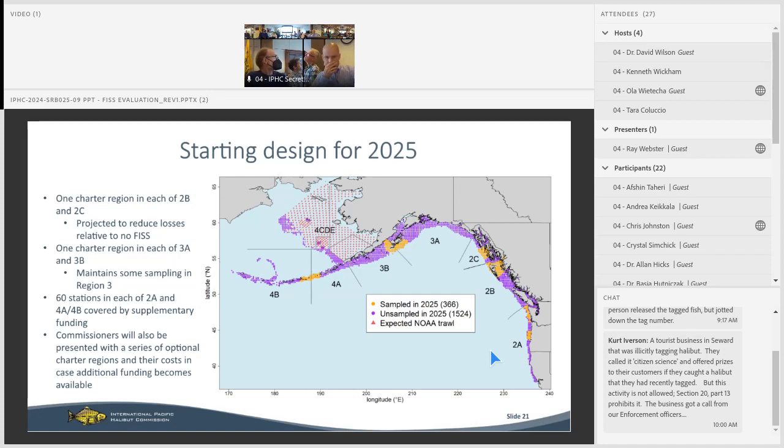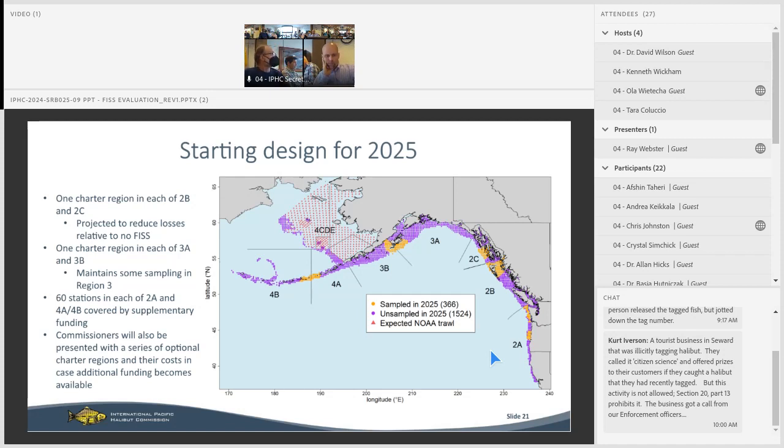And this is, for now, I call this the starting design. There are probably better names for it, but this is perhaps the most fiscally viable design that ensures coverage in all IPHC biological regions. So we have one charter region in each of 2B and 2C. These are projected to reduce losses relative to no-FIS. And if we run no-FIS, we still have fixed headquarter costs, staff employed here working on the FIS. So by doing nothing, we lose more money than by going out and fishing the areas that make us some money. And those are those two charter regions here. The Charlotte charter region in north of 2B and the A charter region in 2C.